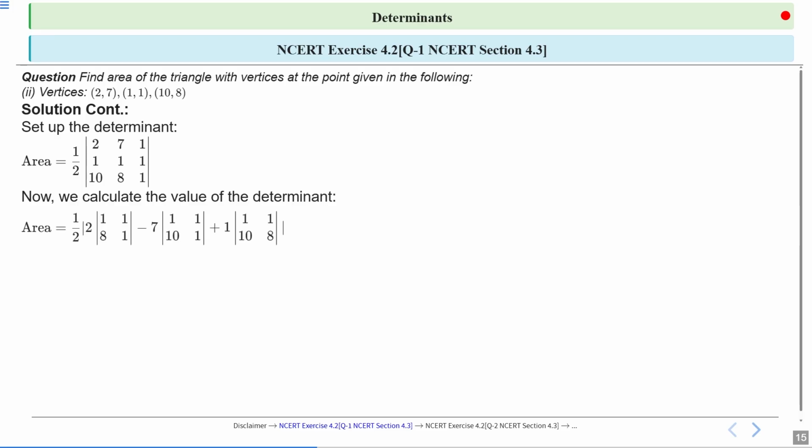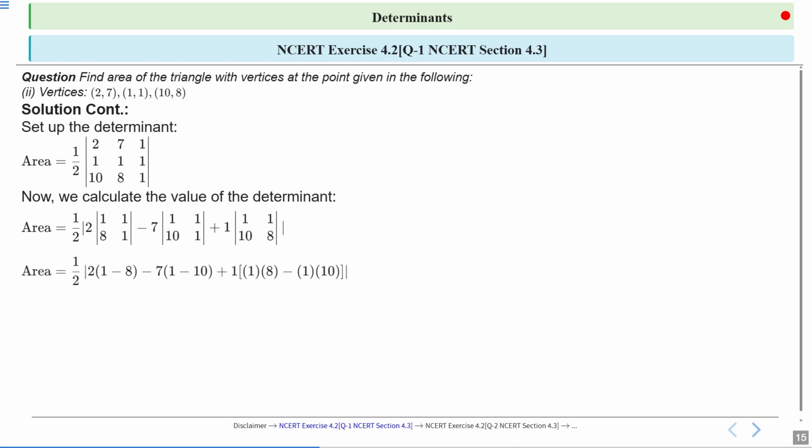So just expand along row 1. So we get 1 by 2, 2 into determinant of (1, 1, 8, 1), that is obtained by just cancelling the first row and first column. Then minus 7, minus because of the indices 1, 2, that is 1 plus 2, that is odd, so we get minus here. So minus 7 determinant of (1, 1, 10, 1), that is obtained by just cancelling the second column and first row. For the last element 1, then determinant of (1, 1, 10, 8). So now we need to evaluate the determinant of all these 2 cross 2 matrices.